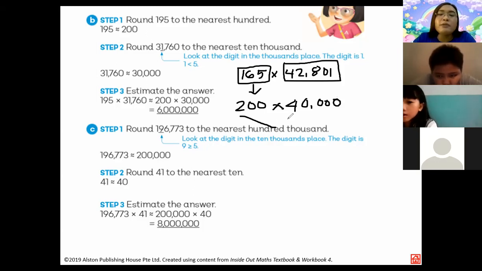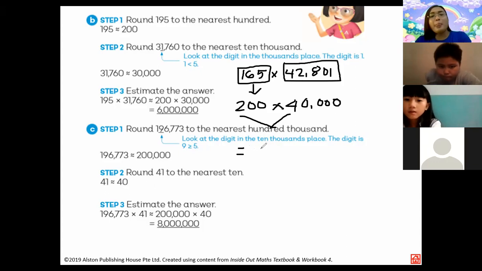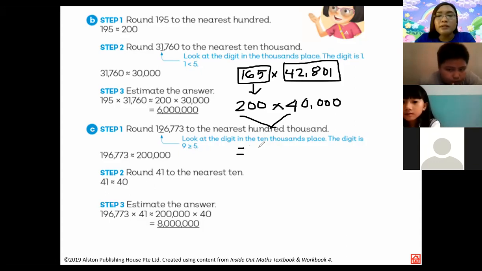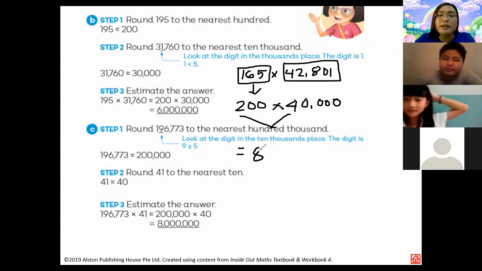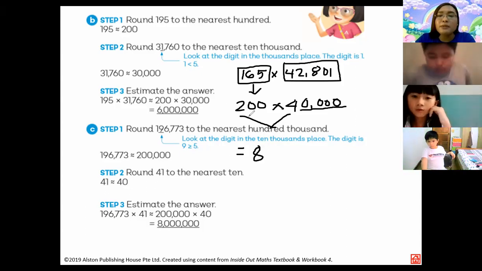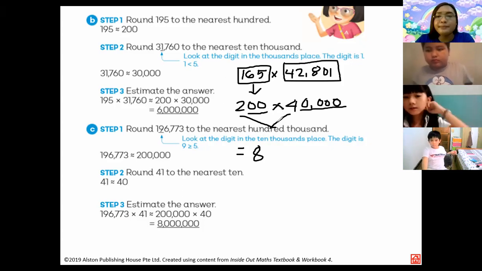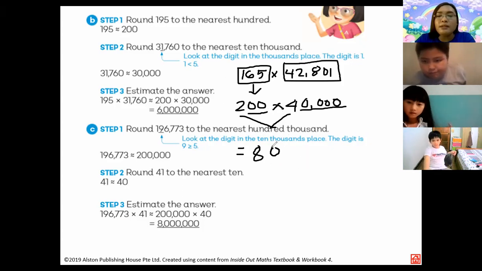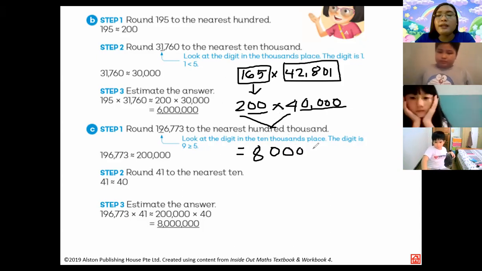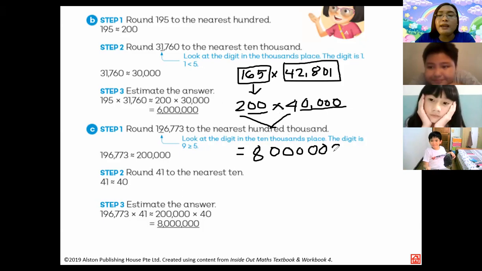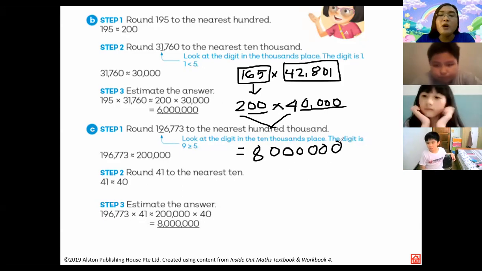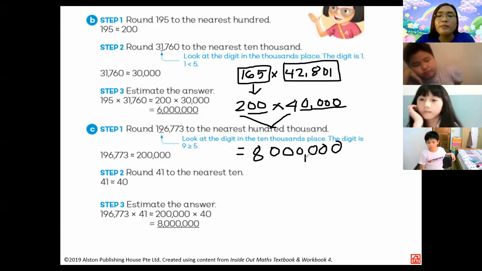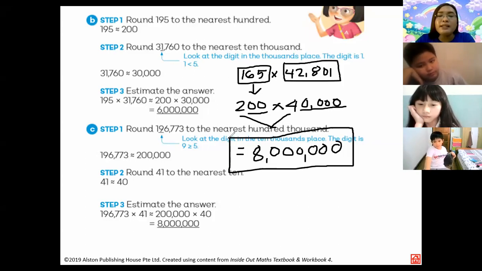First you multiply 2 and 4. 2 times 4 is 8. And how many zeros? 6. That's 1, 2, 3, 4, 5, and 6. So let's count by 3 zeros: ones, tens, hundreds, comma, thousands, 10,000s, 100,000s. So the answer for this example is 8 million.